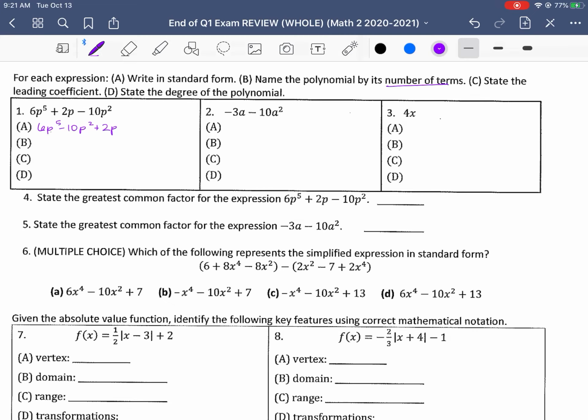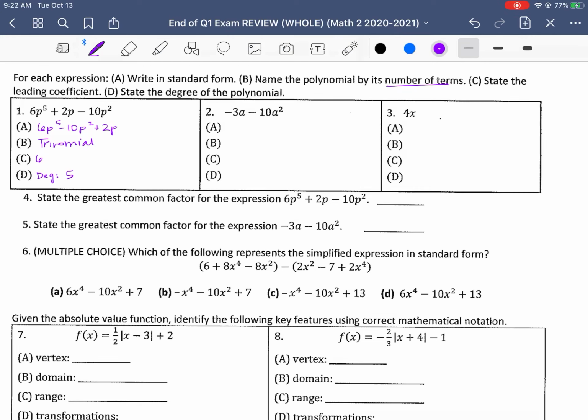If I'm classifying it by its number of terms, this one has 3 terms, so we would call it a trinomial. Asking for the leading coefficient. Remember, the leading coefficient is the number that leads the polynomial when it's in standard form, so this one would be 6. And then identifying the degree. The degree is the highest exponent, so this highest exponent would be 5.